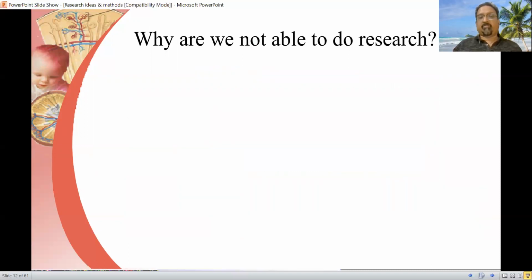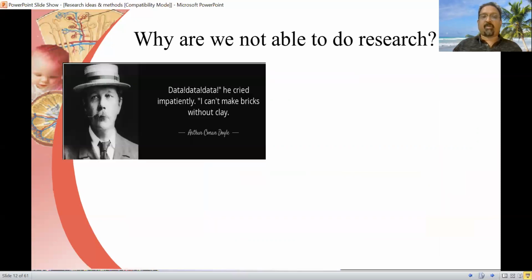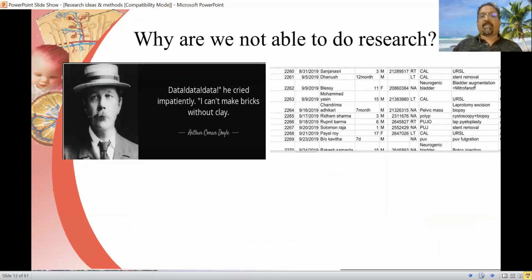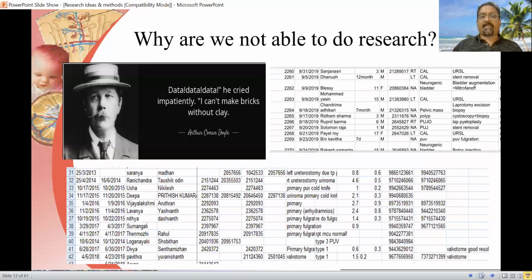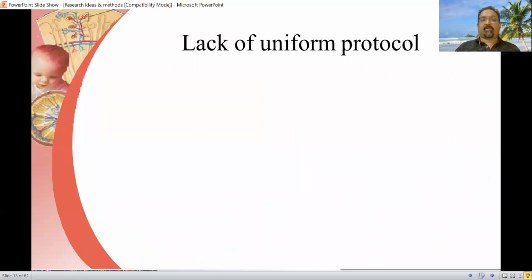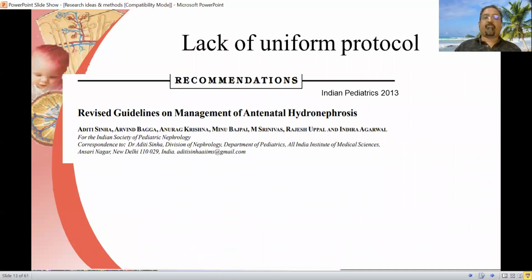The important reason, even in a big institute, why we are not able to do research is because we do not keep the data. So if we keep on entering the data, then we are able to pick up a particular problem. For example, this is the data of the newborn children who underwent posterior urethral valve fulguration, and we have the initial creatinine value and the creatinine value at the follow-up. So with this data, we can say that even in those with the nadir creatinine which was high, we could actually get good results. The other important problem with conducting research is lack of uniform protocol.